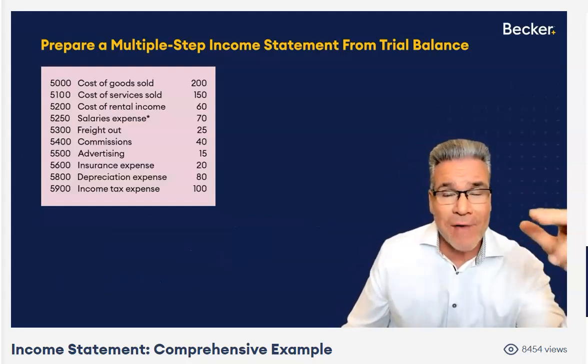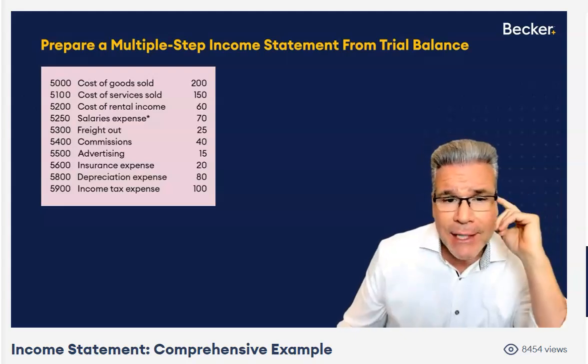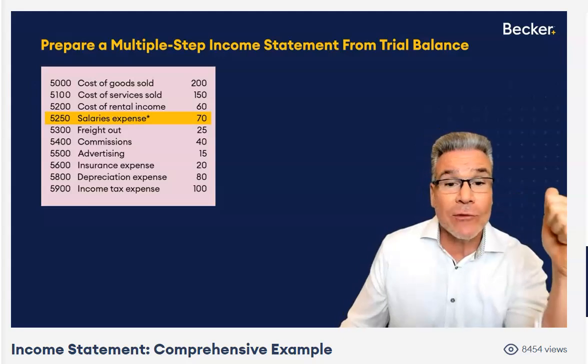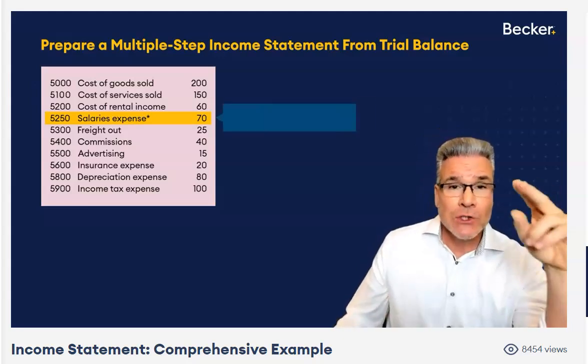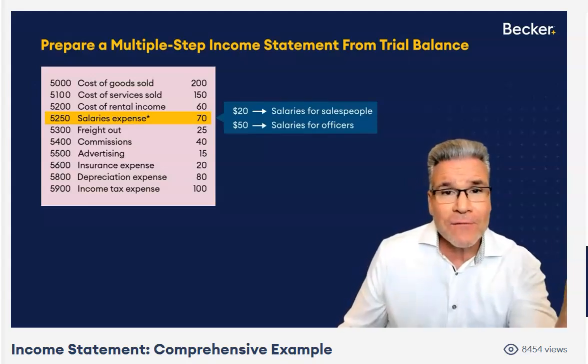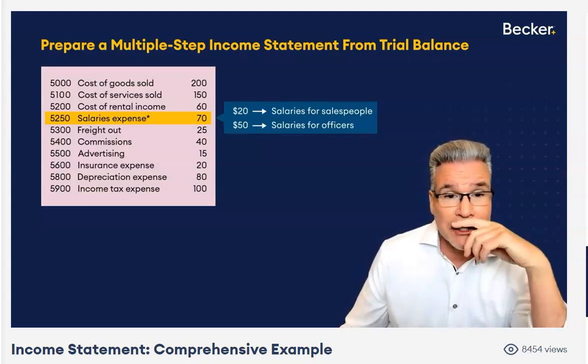Now we'll move to our 5,000, our operating expenses. So the 5,000 we have, let's see, we've got salaries, which we already allocated. 20 is going to be added to the selling. That's for the salespeople. 50 for the officers. That'll be general and administrative.